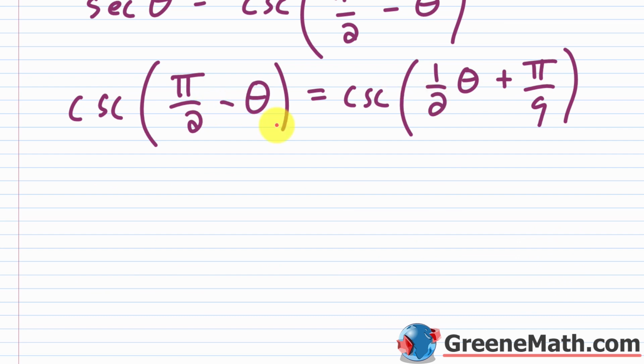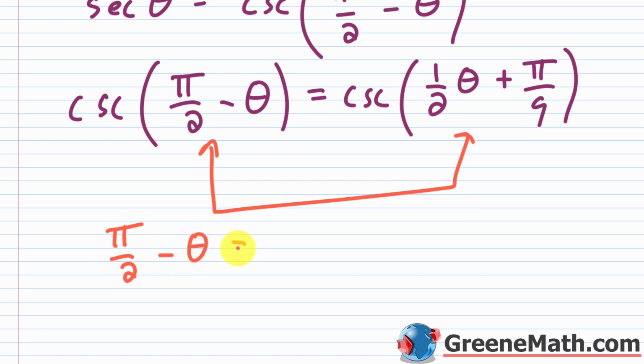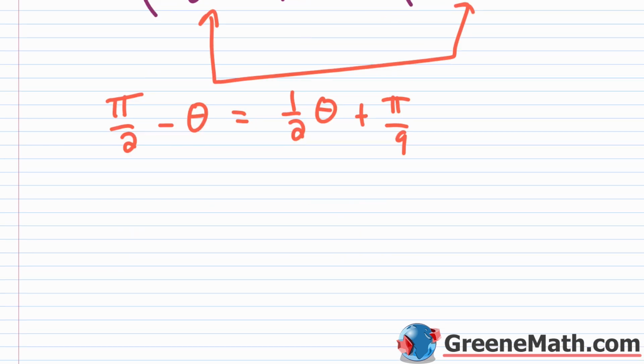So again, this can only be true if this is equal to this. So we'll say pi over 2 minus theta is equal to 1/2 times theta plus pi over 9. Now, I don't like working with fractions, so I'm just going to multiply both sides by the LCD. You have a denominator of 2, 2, and 9, so the LCD would be 18. So let me actually show this. So 18 times this side, and then 18 times this side.